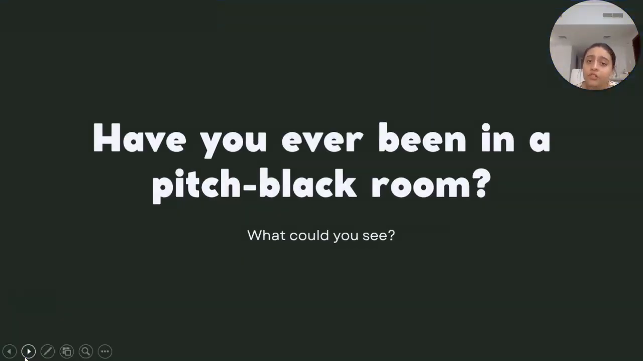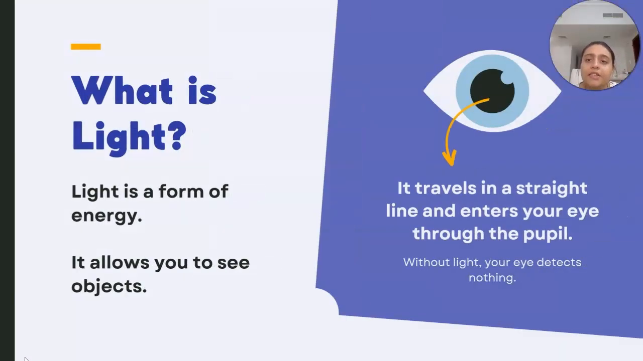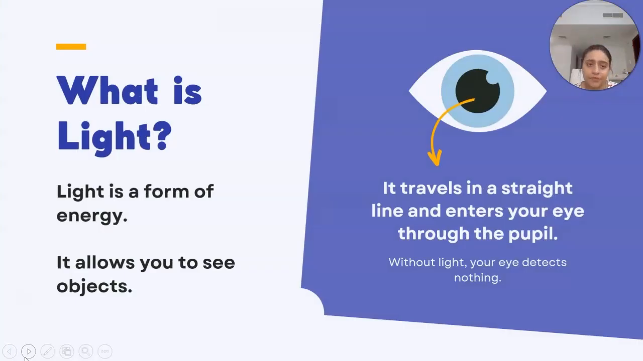All right. So the question again comes on the screen. Have you ever been in a pitch black room? What could you see, or can you see something? No, we can't because there is no light, right? So what is light? We have learned from the class 6th concept that light is a form of energy which allows us to see the object. So how light travels to our eyes and we are able to see the object is what the whole concept of light is all about.